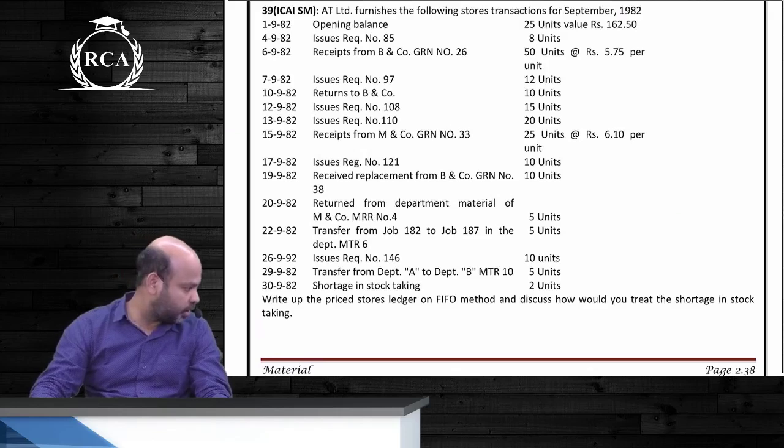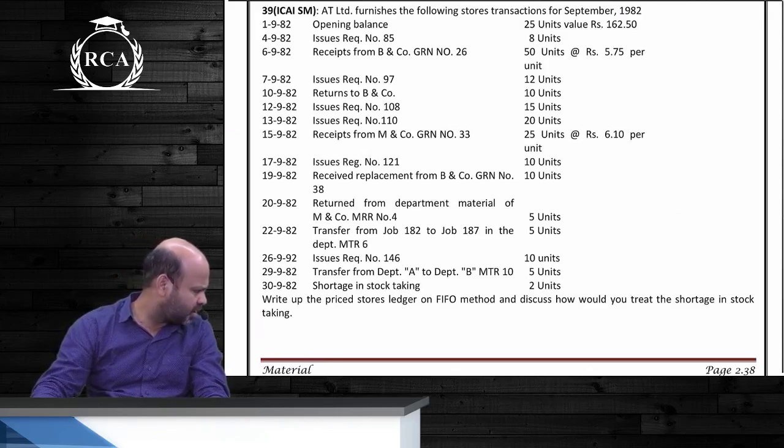AT Limited. If there was a mention of a higher number of purchases with an increasing price, would we consider LIFO?